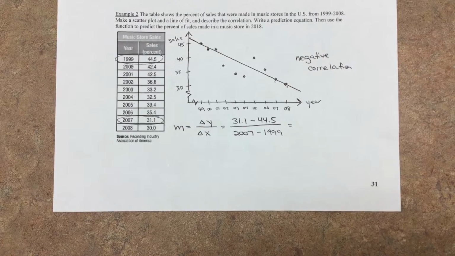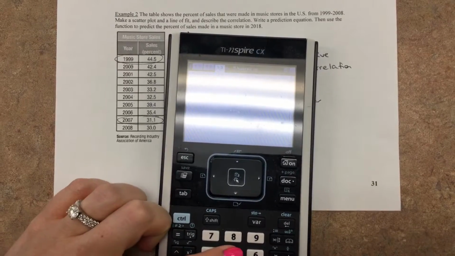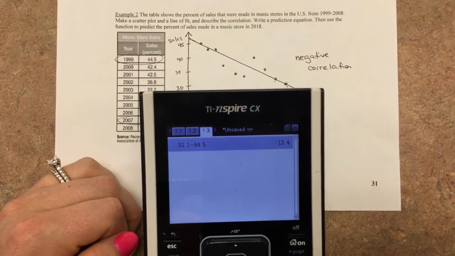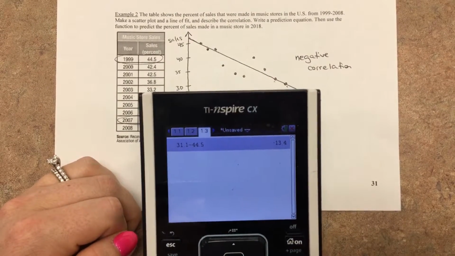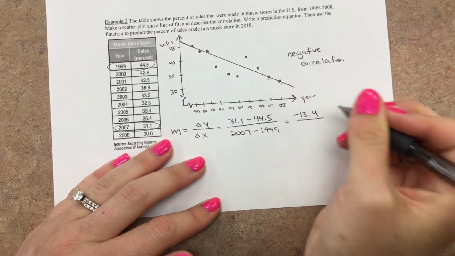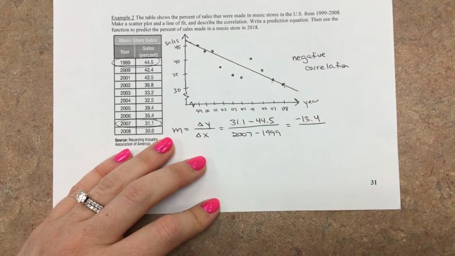So when I do that, I get 31.1 minus 44.5. So that's negative 13. Oops, that's not showing up. There we go. Negative 13.4, and that should be negative because it was decreasing. So I get negative 13.4 over, and then subtract these years. And of course, that's an 8-year difference.